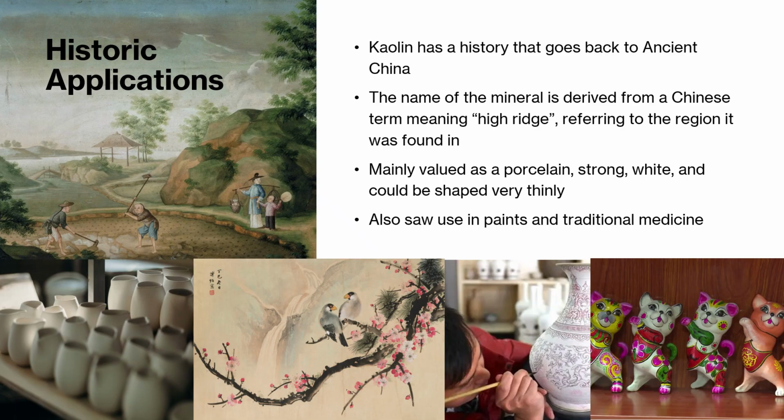Historic applications of kaolin. Now, kaolin has a history that goes back thousands of years, especially for its use as a ceramic, but it was first discovered in ancient China, and that's where the name is derived from. It comes from a Chinese term that means high ridge, which is the region where the clay was first mined at. Porcelain made from kaolin is especially valuable because it's strong, it's very white, and it could be shaped into much thinner and more delicate forms, leading to more beautiful and less bulky artwork.